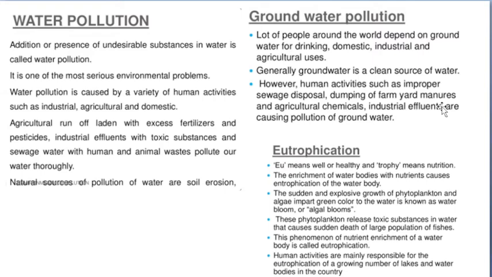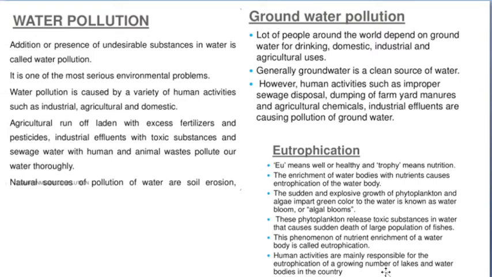Then these phytoplankton will perform their daily function, and they will release toxic substances in water that cause sudden death of a large population of fishes. This phenomenon of nutrient enrichment of a water body is called eutrophication. Then human activities are mainly responsible for the eutrophication of a growing number of lakes and water bodies in the country. Okay, so eutrophication basically occurs in which type of water body?